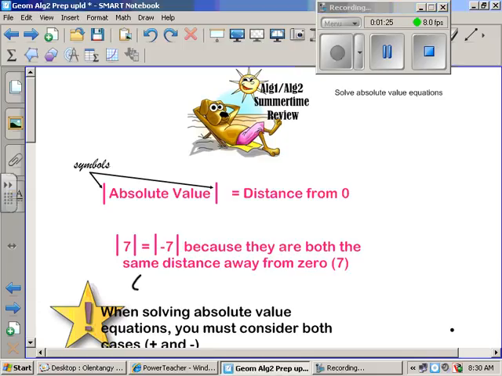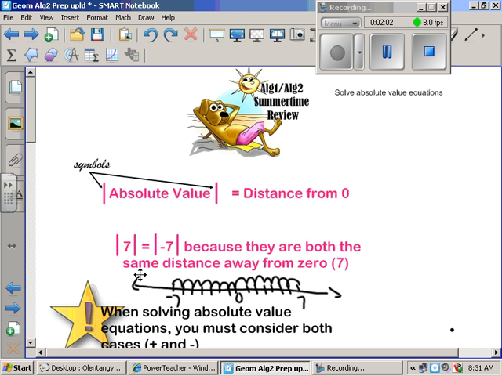If I draw a number line, and here's 0, 1, 2, 3, 4, 5, 6, 7, and 1, 2, 3, 4, 5, 6, 7, they're both 1, 2, 3, 4, 5, 6, 7 away from 0. So the absolute value of 7 and negative 7 is 7. Yes. So will absolute value be in these equations here? Yep.